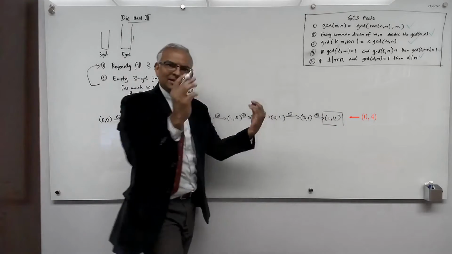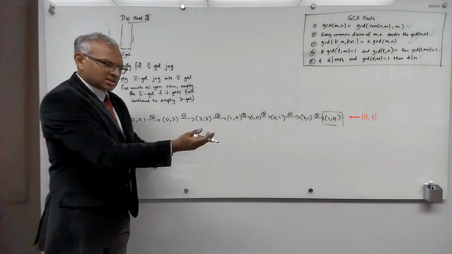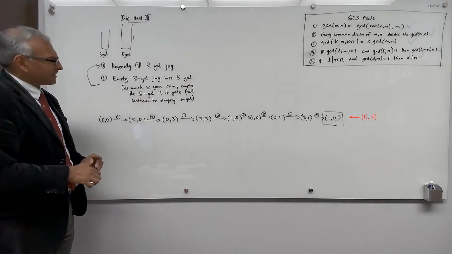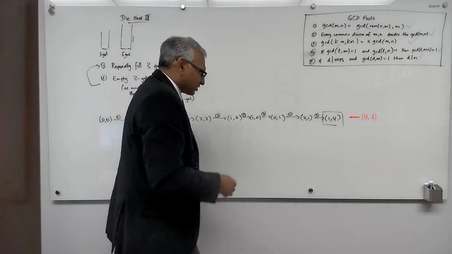Now I don't know what they did in the movie. I'm pretty sure they didn't do this. They jumped around like this, and all of a sudden, by magic, they got 4 gallons. Okay, so where's the number theory? Where's the GCD? Where's Bezout? Okay, let me show you.